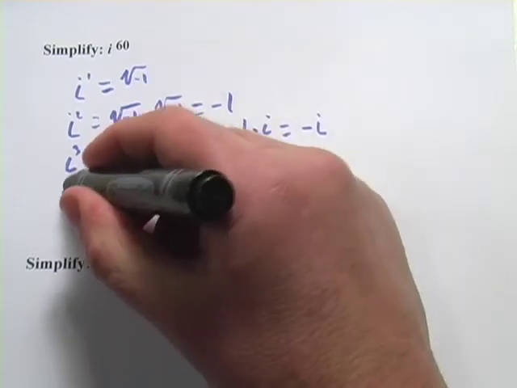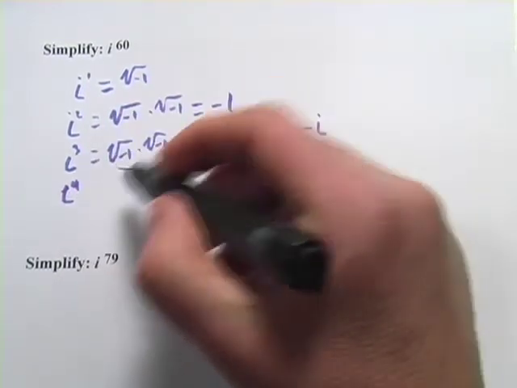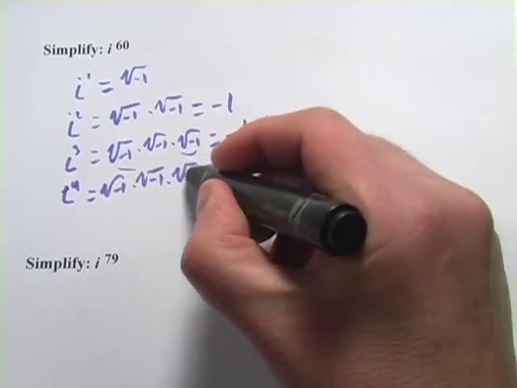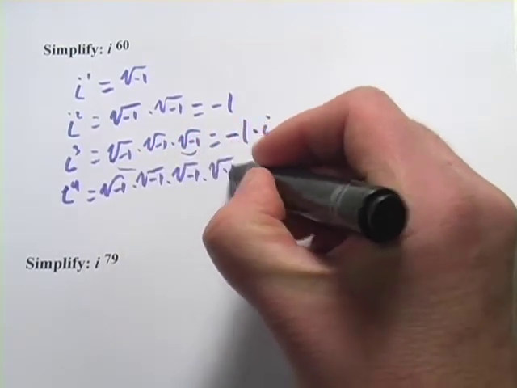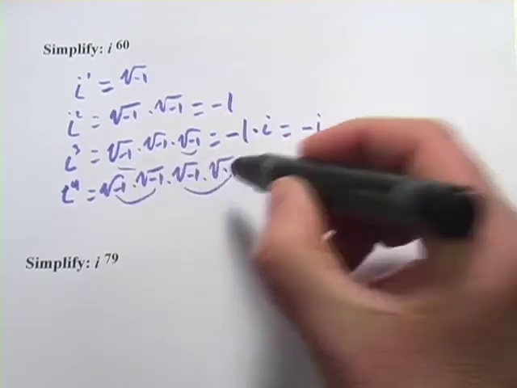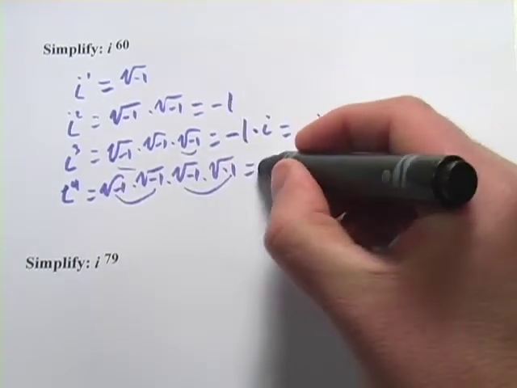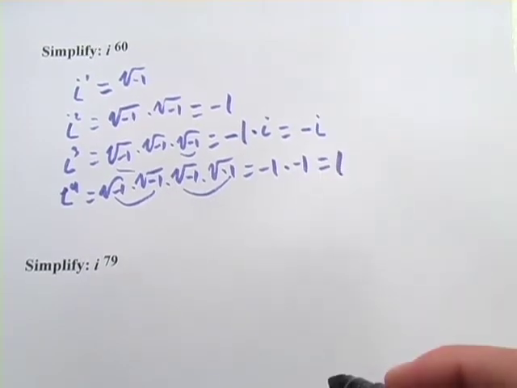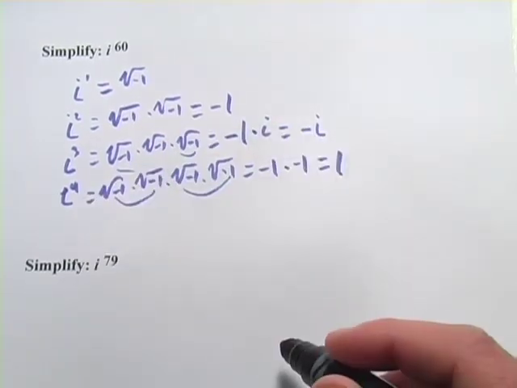And let's go another one, i to the fourth. Well, that's going to be square root of -1 times the square root of -1 times the square root of -1 times the square root of -1. And each of these two we learned is -1, so that's -1 times -1, and oh, well, that's just 1. So i to the fourth power is 1.